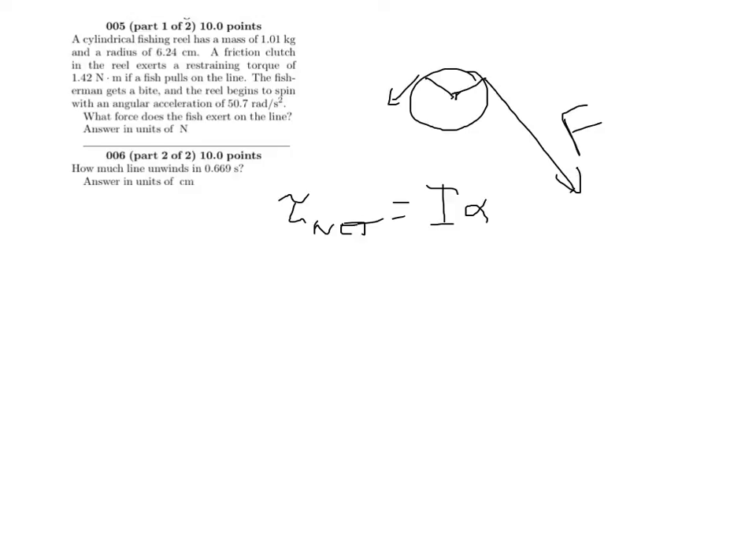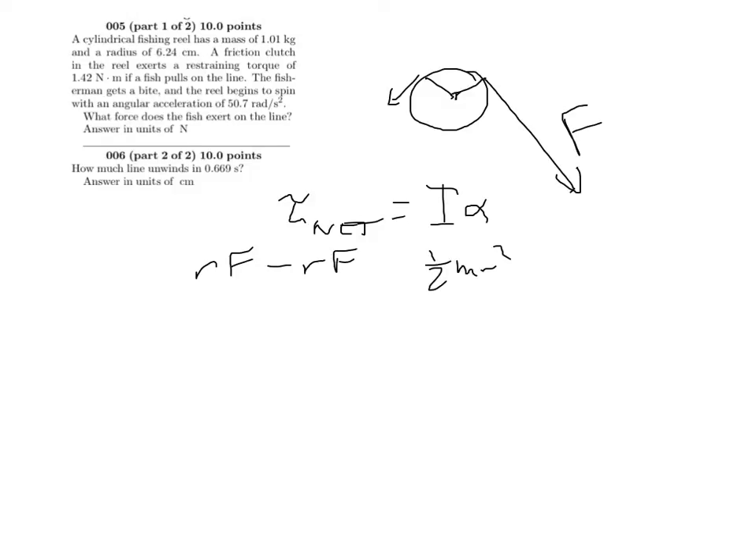So the moment of inertia is easy to figure out because it's a cylinder, a disk, so it's going to be 1 half mr squared. And then the alpha, they give me the angular acceleration here of 50.7 radians per second squared. So that's my alpha. And my net torque is going to be the difference of the fish pulling, so that's going to be RF minus the RF of the restraining torque.